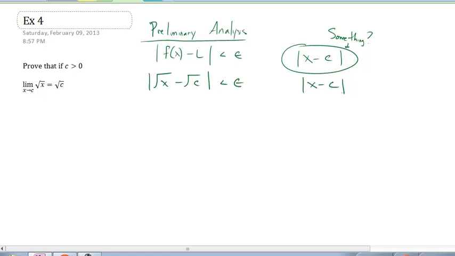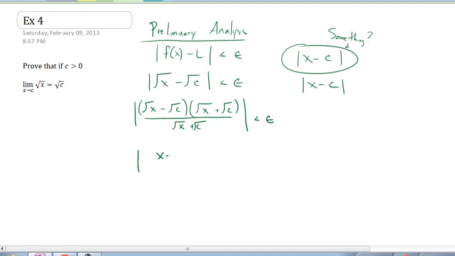So I need to adapt the problem because I don't see x minus c yet, but I can transform the problem that I'm looking at by using the conjugate to introduce that x minus c on top. We don't usually use the conjugate like this, although it's used in calculus more as a way to change the form of the problem to get the piece that you're looking for. And so I get x minus c on top over absolute value of root x plus root c, and that's less than epsilon. Okay, so that's a nice start.